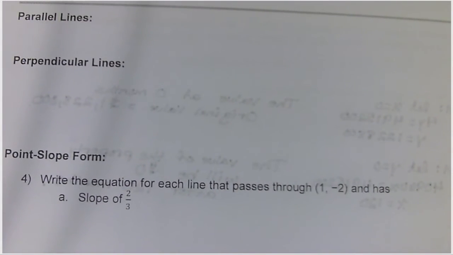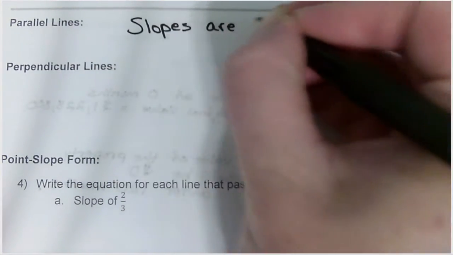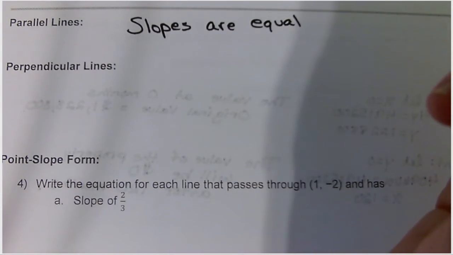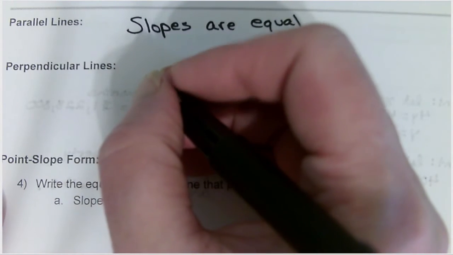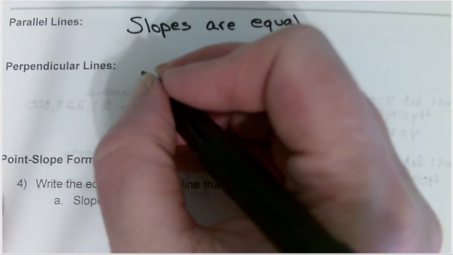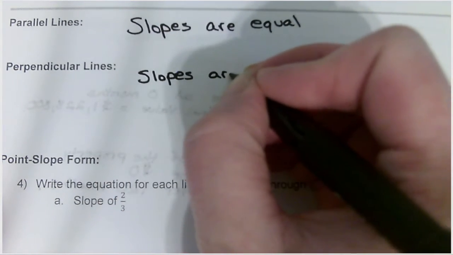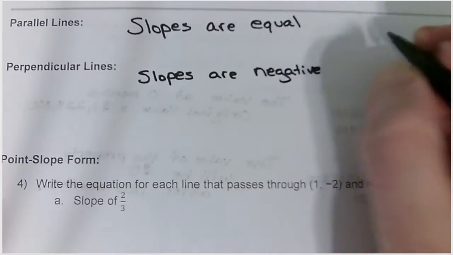Now, a couple of other things we want to remember are parallel lines. Parallel lines, the slopes are equal. And perpendicular lines, that's when the slopes are negative reciprocals.